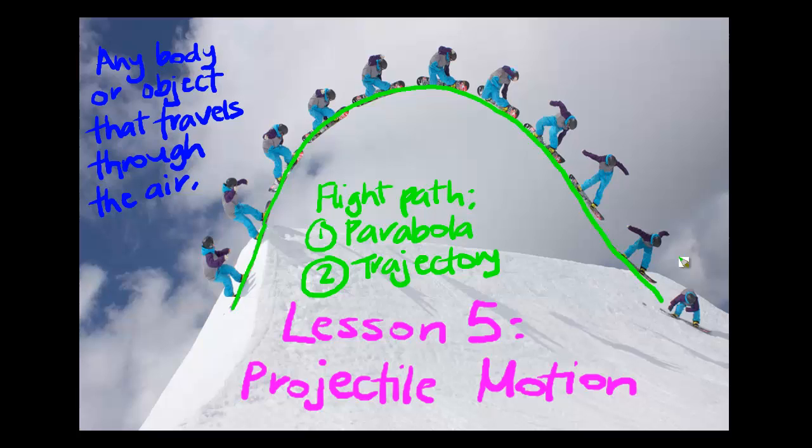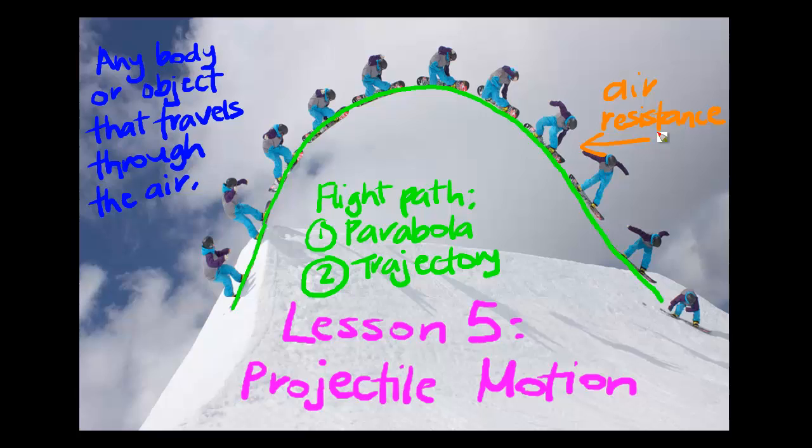Secondly, we're going to look at the forces that act on a projectile when it's in the air. Okay, so there's two forces that act on the projectile. One of those forces is acting in this direction, and it is known as air resistance. And the air resistance is slowing the snowboarder up.